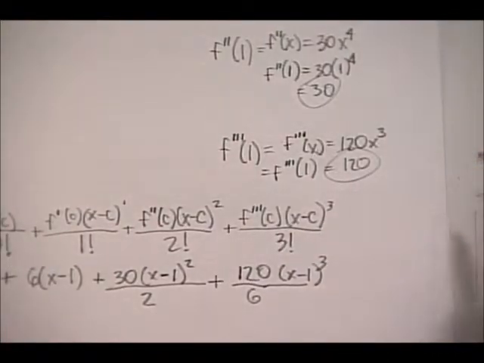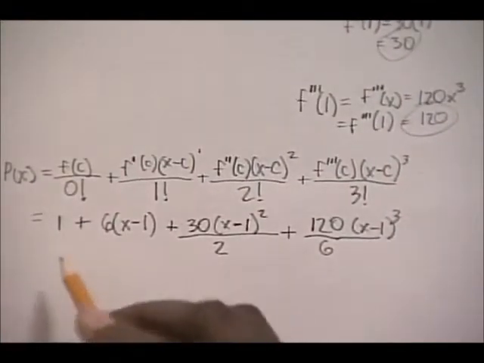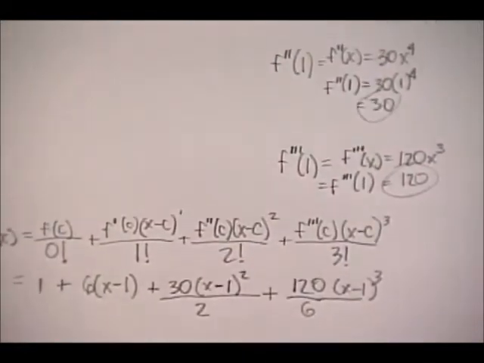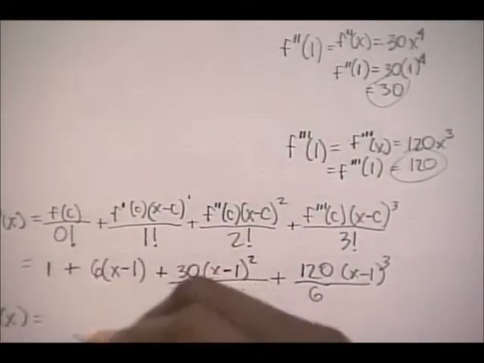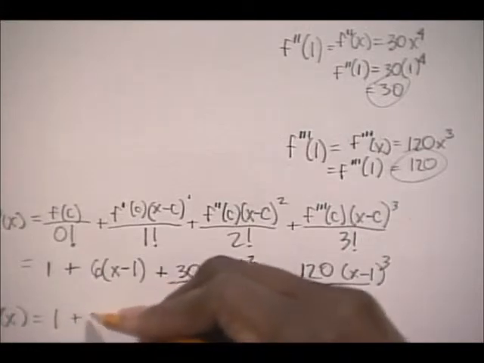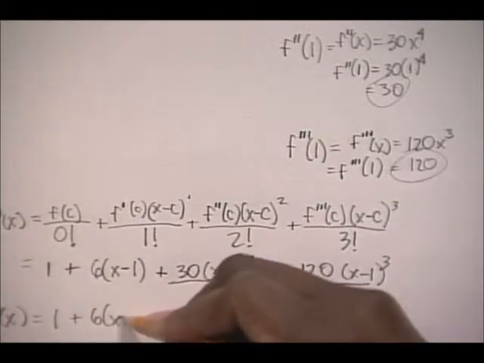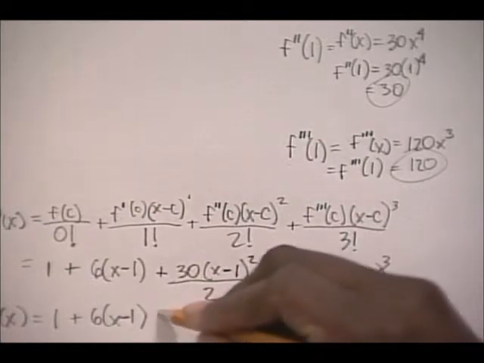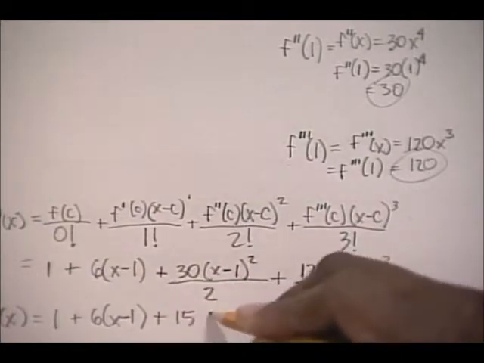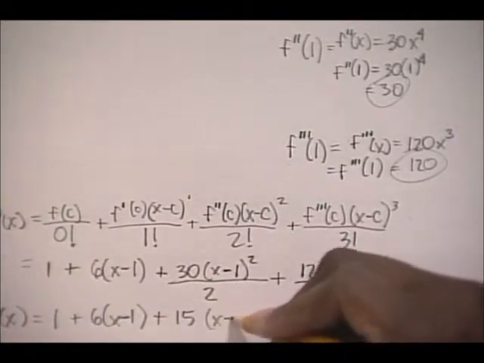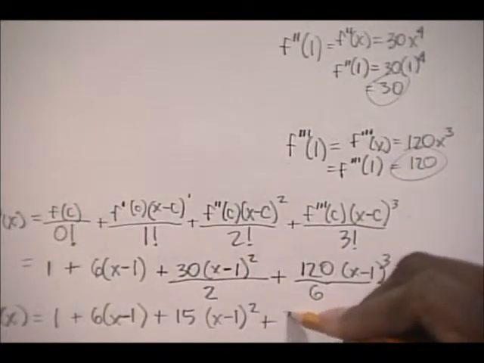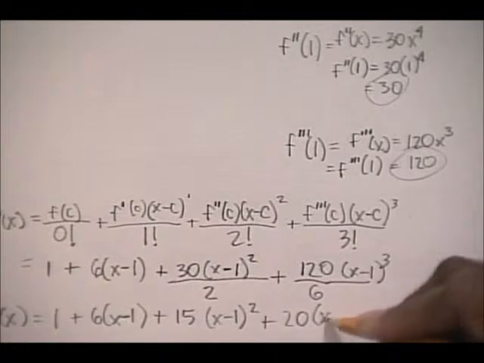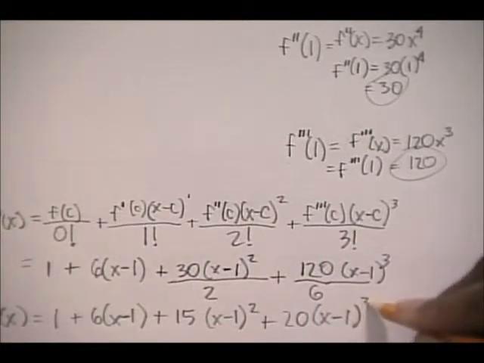All right, so this simplifies. The function that represents x to the 6 would be p of x is equal to 1 plus 6 times x minus 1 plus 15 times x minus 1 squared plus 20 times x minus 1 cubed.